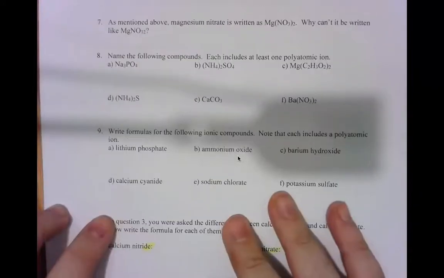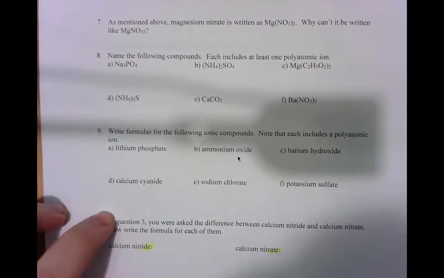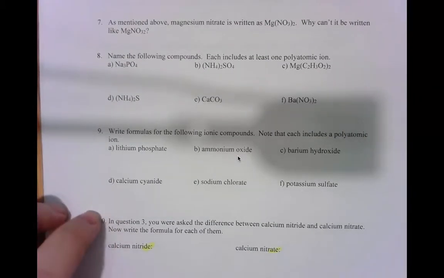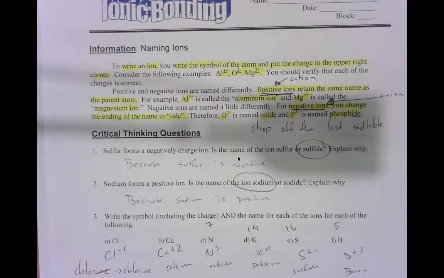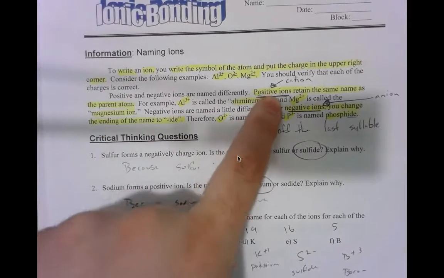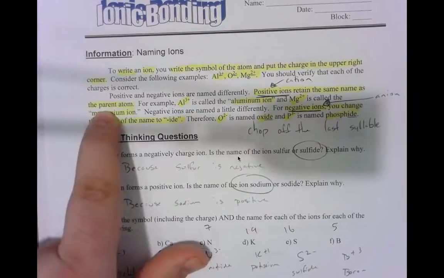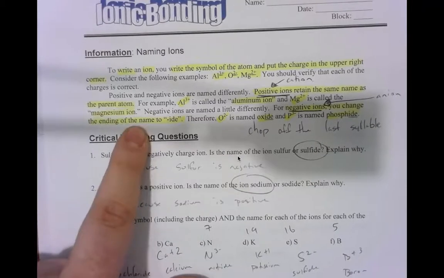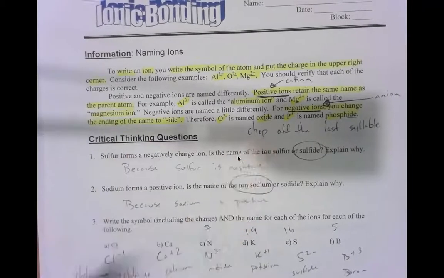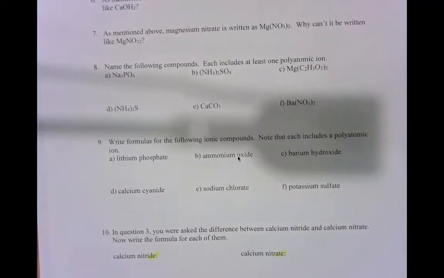Question 8. So question 8 wants us to name a few of these compounds. They all include at least 1 polyatomic ion. So remember, guys, we need to follow the naming rules that are still found over here with ionic bonding. So remember, if it's a positive ion, it retains the same name as the parent, so we don't have to change it. If it's a negative ion, we change the ending to "ide" by chopping off the last syllable. So we are going to apply these rules.